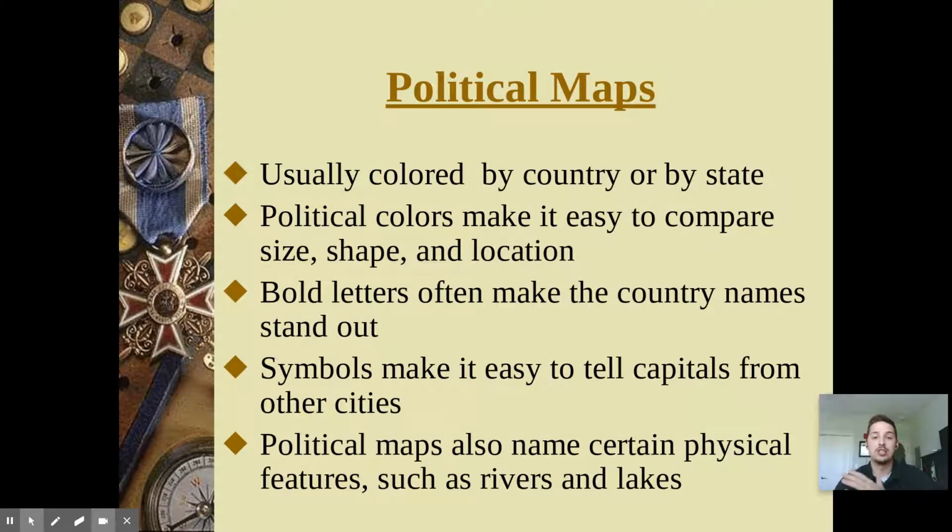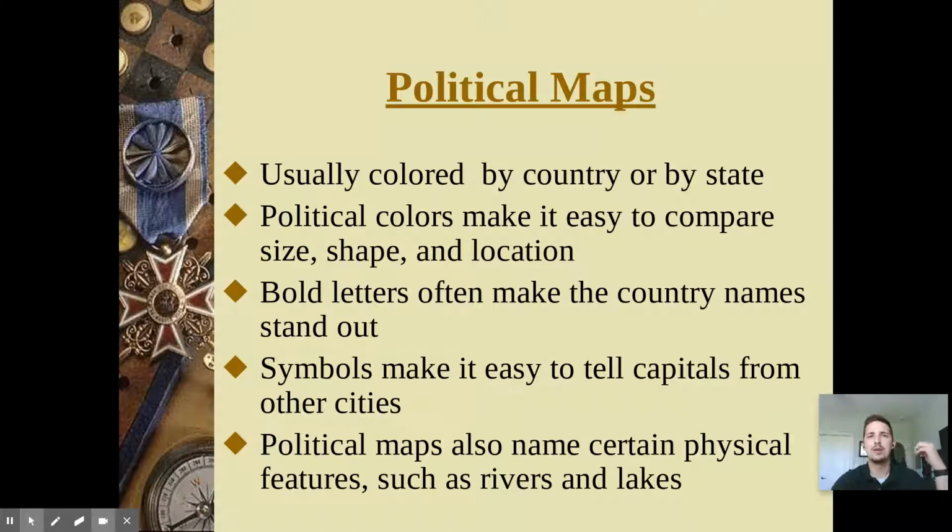These maps are usually colored by country or by state. These colors make it easier to compare size, shape, location, that sort of thing. Bold letters often make country names stand out. I'll show you that on the next slide. Symbols make it easy to tell capitals from other cities.